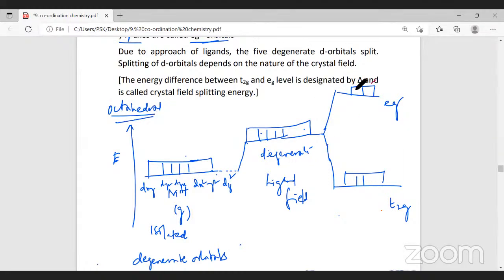This kind of splitting happens for octahedral complex. So dxy, dyz, dzx, and this will be dx square minus y square and dz square. This difference in energy between the 2 sets of orbitals is called crystal field splitting energy, represented by delta. So this energy is represented by what? Delta. No problem with this? Yes, sir. No problem.